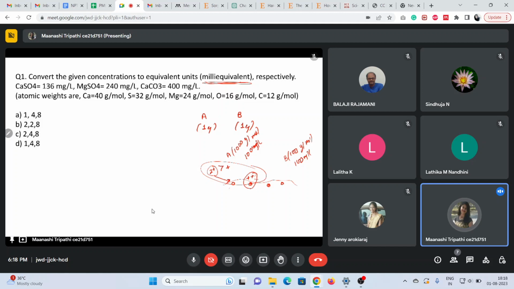So this is for CaSO4, converted to milliequivalents. This is the mass that was given, 36 milligrams per liter. This is the molar mass and this is the valency. I hope there is no doubt in this question, so we'll move forward. In case of doubt, you can ask me in between. There is no problem in interacting. So we'll move towards the next question.